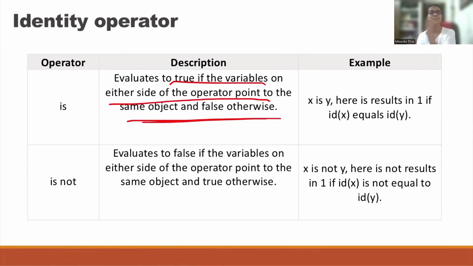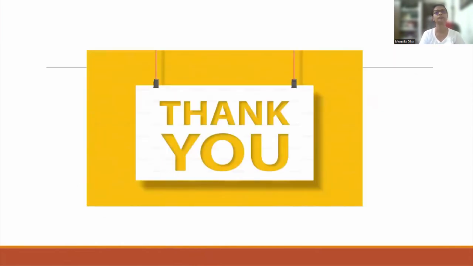Suppose I have written x is y. So for both x and y, whether the memory locations are pointing to the same object or not. If yes, it will give you true. If no, it will return false. Right? Is not is just the opposite of is. Mainly useful when we are using classes and objects. So hopefully in advanced Python, we can see all these things once again.